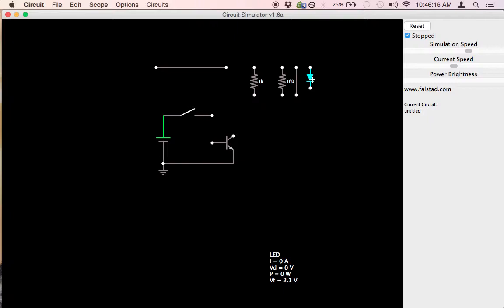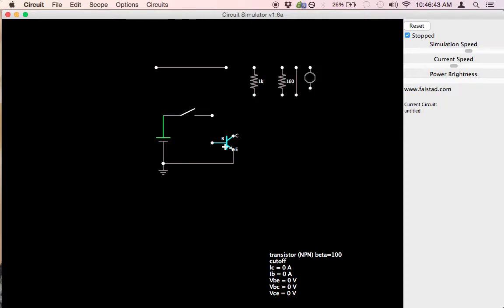And here's the LED. This is an LED that has a 2.1 volt forward drop. That means when current flows through it, the voltage drops by 2.1 volts through the LED junction. And I've sized some resistors appropriately. Now this represents a small signal NPN transistor. It only takes about 5 milliamps to turn it on pretty solid.